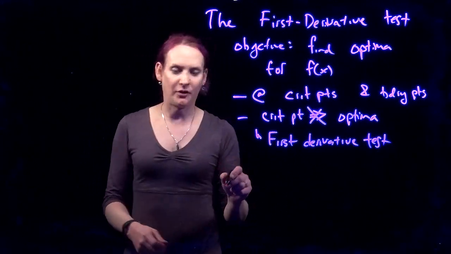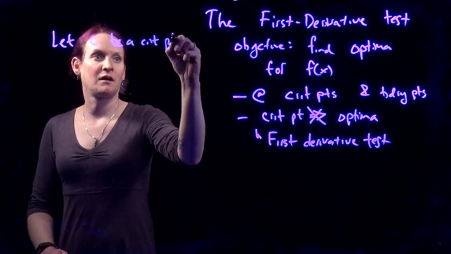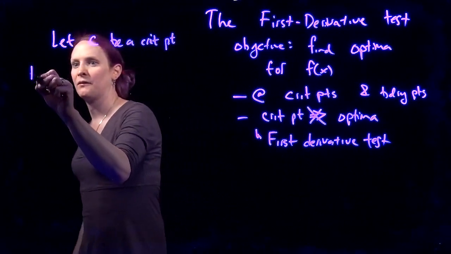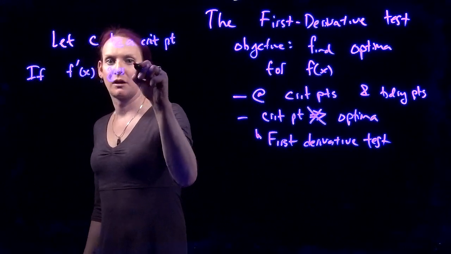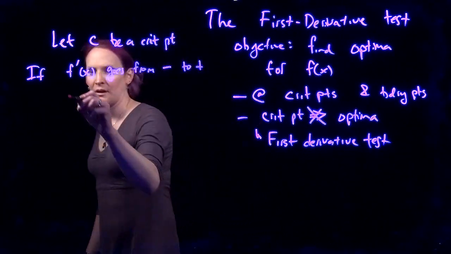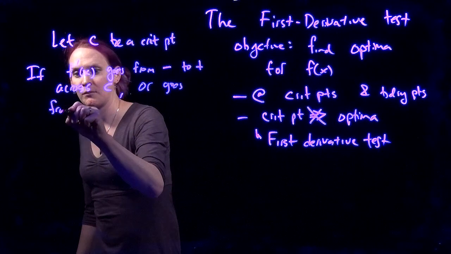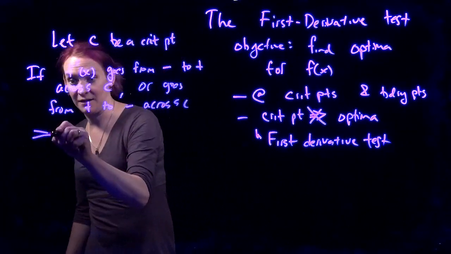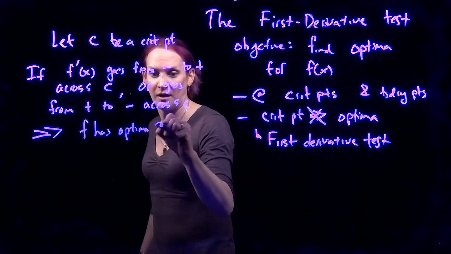So let C be a critical point. Then if f prime of x goes from negative to positive across C, or goes from positive to negative across C, then we have an optimum. f has optima at C.